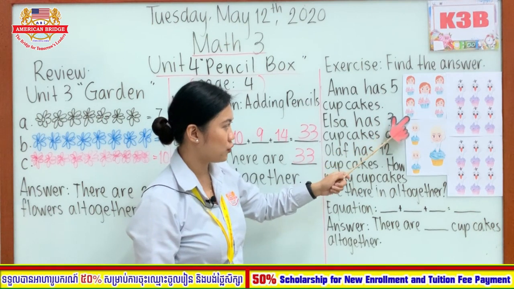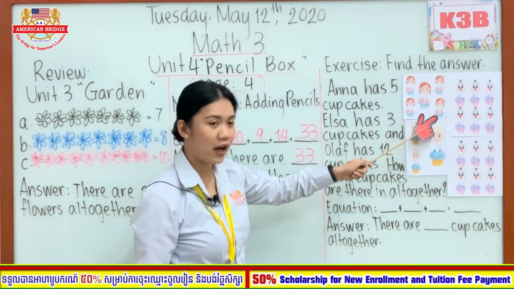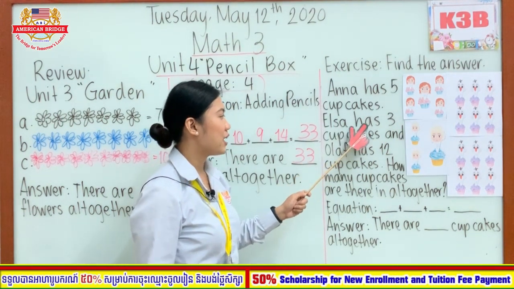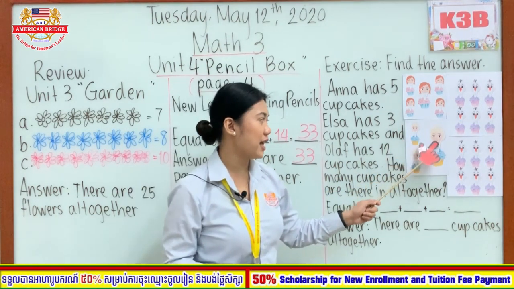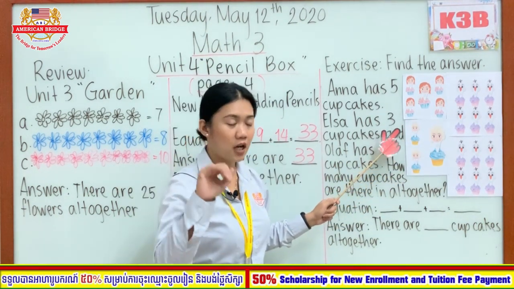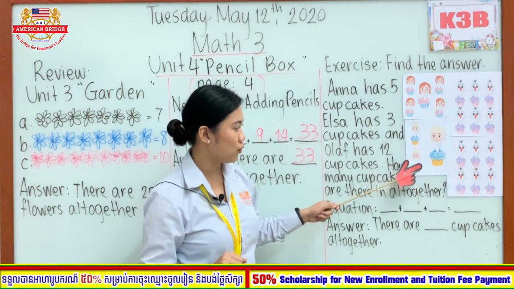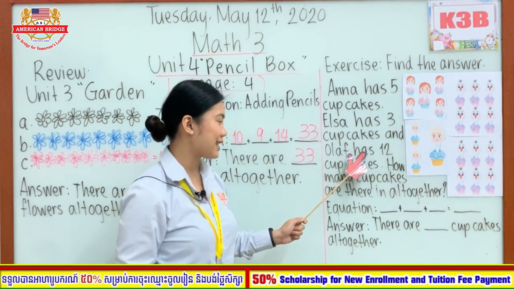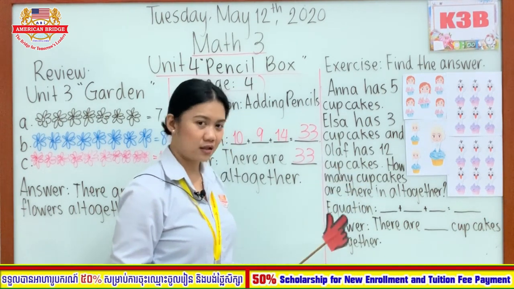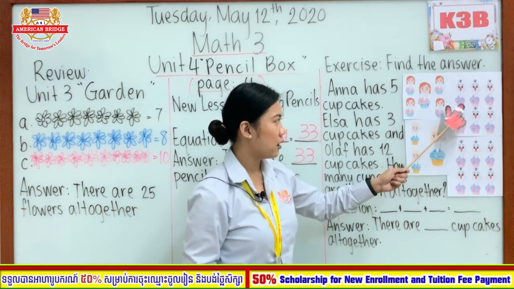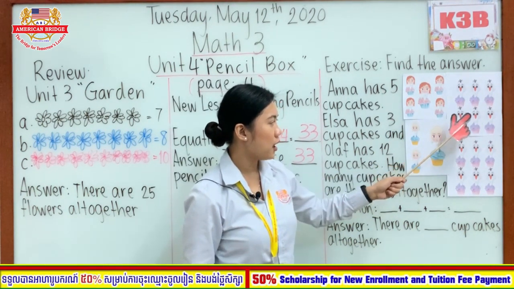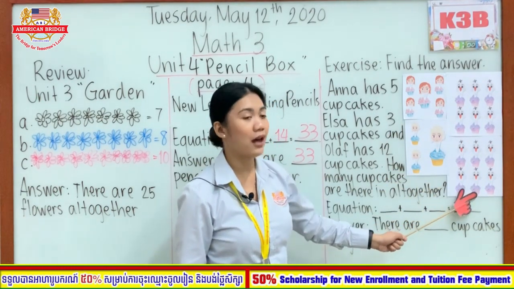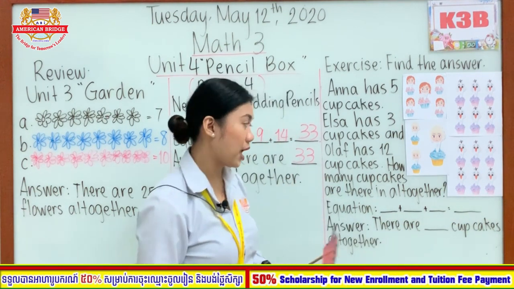Anna has 5 cupcakes. Let's count. 1, 2, 3, 4, 5. Correct. 5 cupcakes. Now, Elsa has 3 cupcakes. So this is Elsa, right? Elsa has 3 cupcakes only. Let's count. 1, 2, 3. 3 cupcakes. How about Olaf? Olaf has 12 cupcakes. A lot. Let's count. 1, 2, 3, 4, 5, 6, 7, 8, 9, 10, 11, 12 cupcakes.